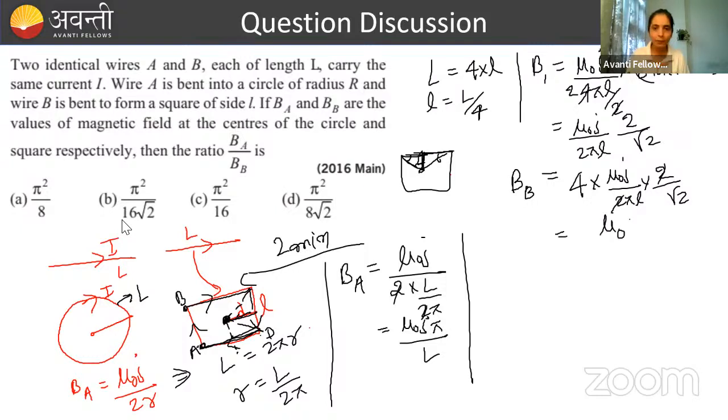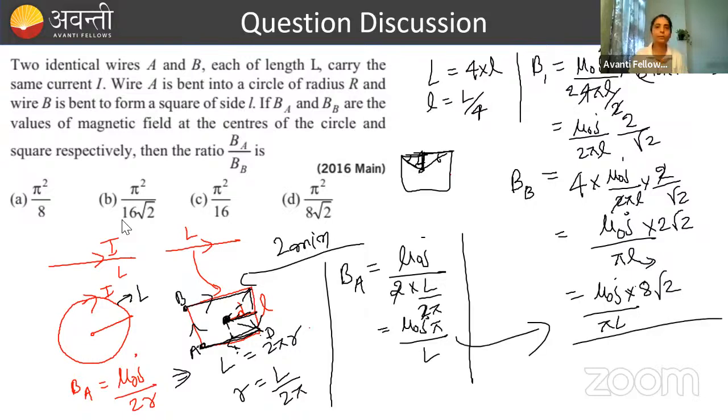So mu naught I by, okay, I haven't written the value of l here. This is small l, right? So we need to put the value of small l in terms of capital L. Okay, don't worry. Mu naught I by pi l into 2 root 2. Now what is the value of this small l? It is L by 4. So take the 4 upward, and that will become 8 root 2. Then if you take their ratios, you will get D as the answer, right? So what will be the correct answer? The correct answer will be D.